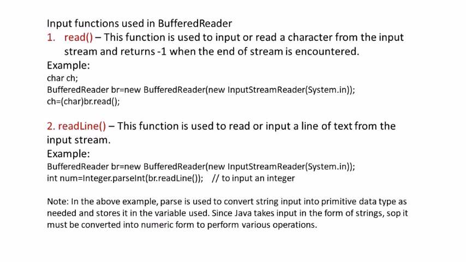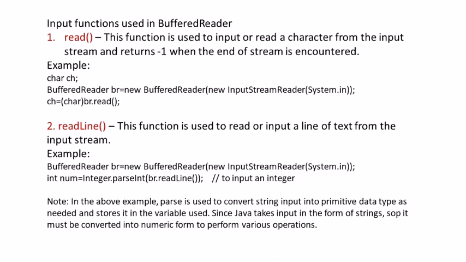The readLine function is used to read or input a line of text from the input stream. So again we have declared a BufferedReader object in the first line, and in the second line we have input a line of text using br.readLine. This line of text, this string, is converted into integer using Integer.parseInt and stored in a variable num.